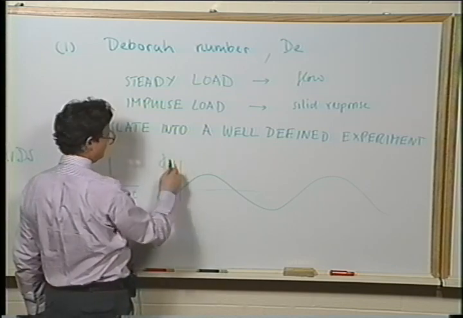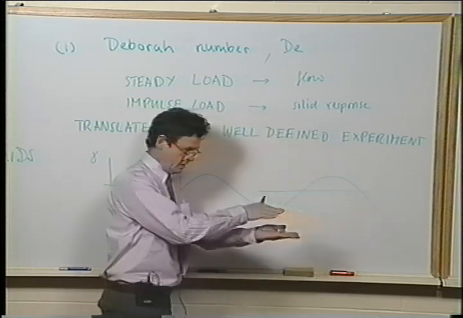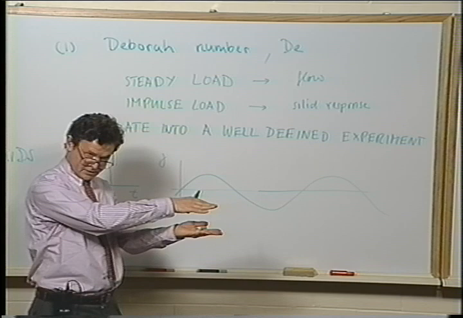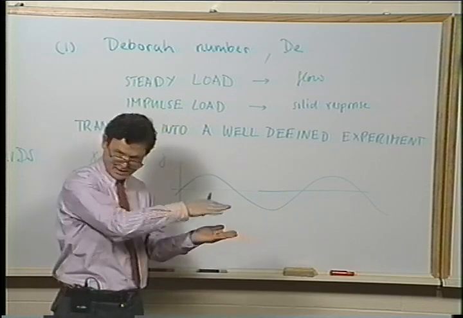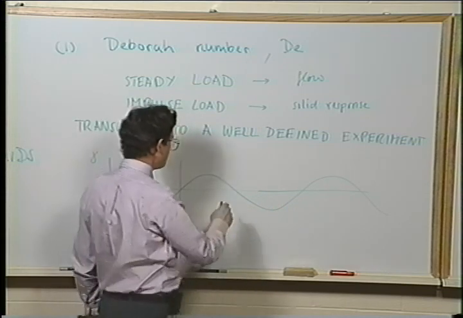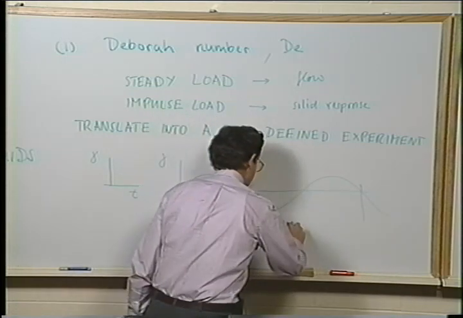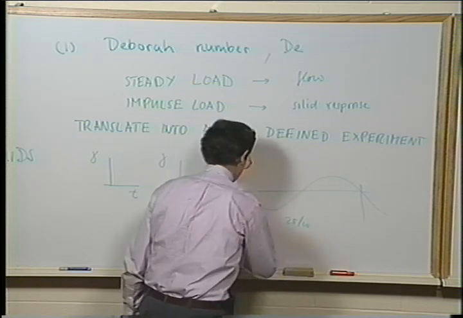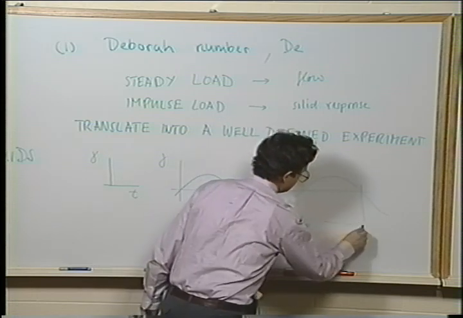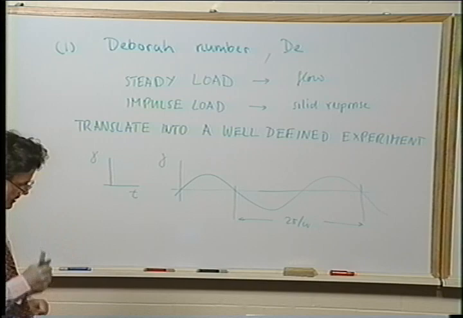So if we have gamma plotted as a function of time, and we are deforming the material periodically, we always go back to the zero position, then we have a negative deformation, and then positive, and then we are alternating the deformation. A period of this experiment is given by 2 pi divided by the frequency of this experiment, and that's our parameter. We can deform the material at very high rates or low rates.